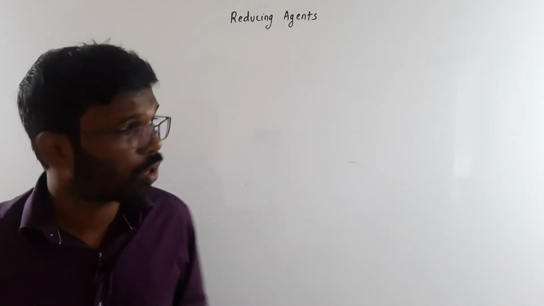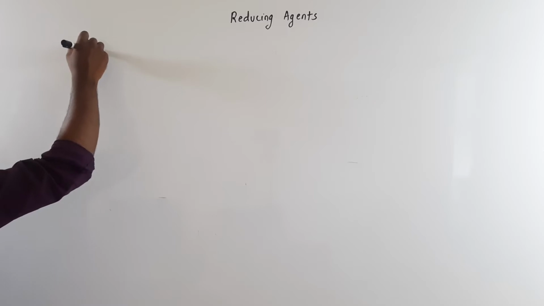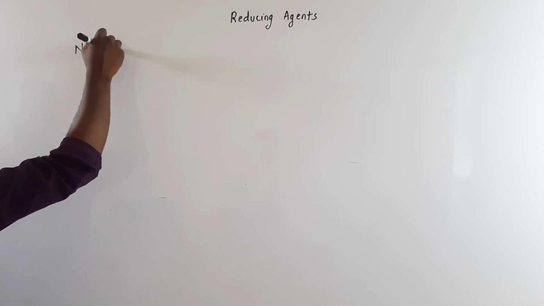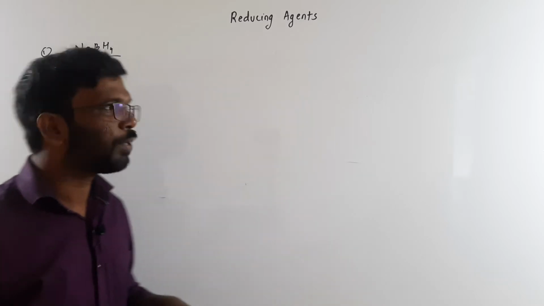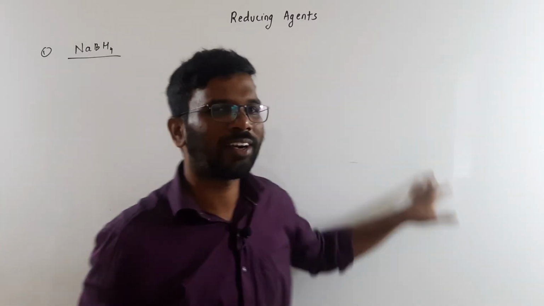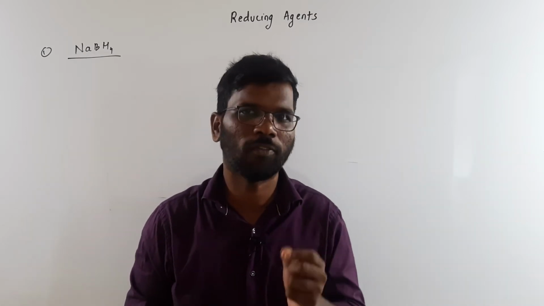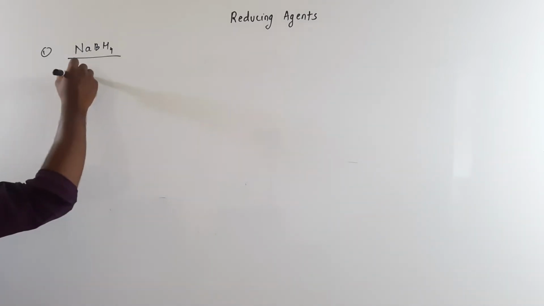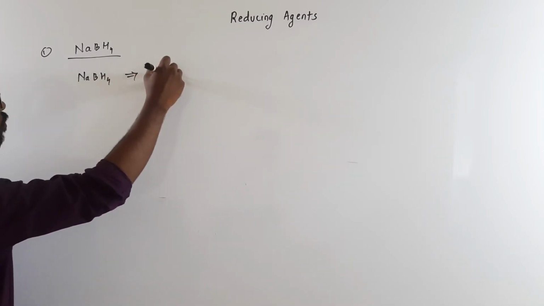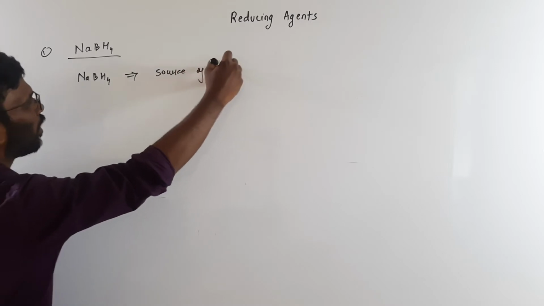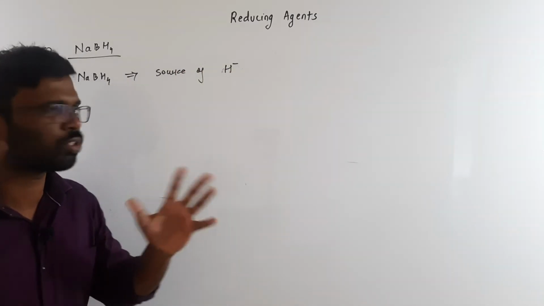Okay, so let's talk about sodium borohydride. First, let's discuss NaBH4. This is the first reducing agent. NaBH4 reduction. Whenever we talk about reduction, it is an addition of hydrogen. That is one of the definitions of reduction. So NaBH4 is a source of H minus ion. Remember this. NaBH4 is a source of H minus ion.